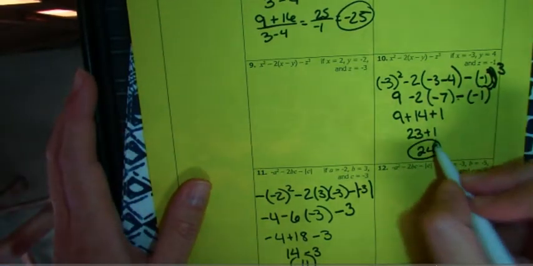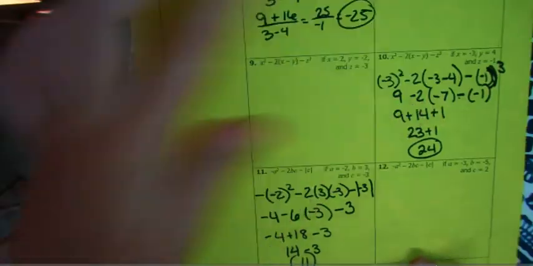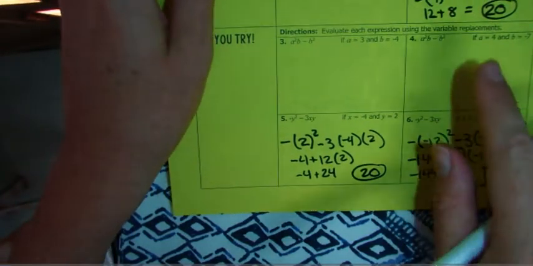Okay, so for tonight's homework, you're going to finish 12, 9, 8, and then 4, 3, and 1.